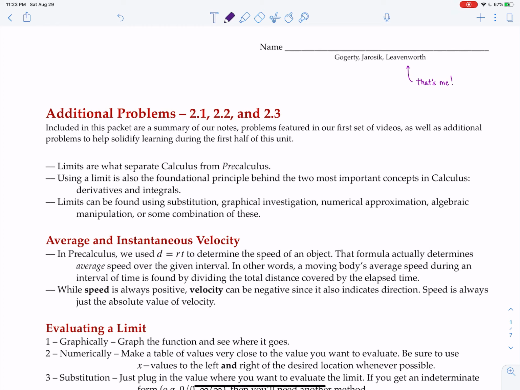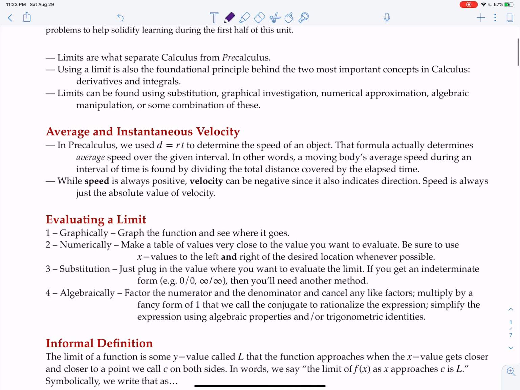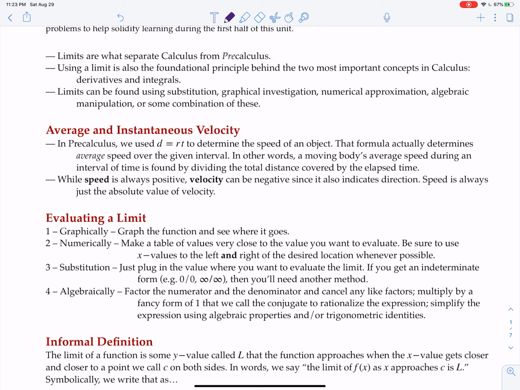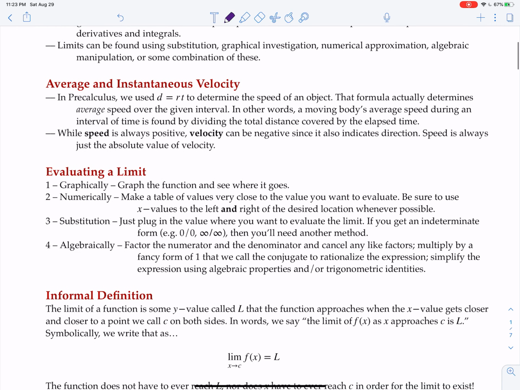Those numbers are only just sections. The different things and the different learning targets you'll need are on this top sheet. We've already talked about average and instantaneous velocity. We've talked about graphically and maybe even numerically evaluating a limit. We've done that through a Desmos activity and in class. Today we're going to talk about steps 3 and 4 that you see here, about how to substitute into a limit and maybe some other methods of solving algebraically.